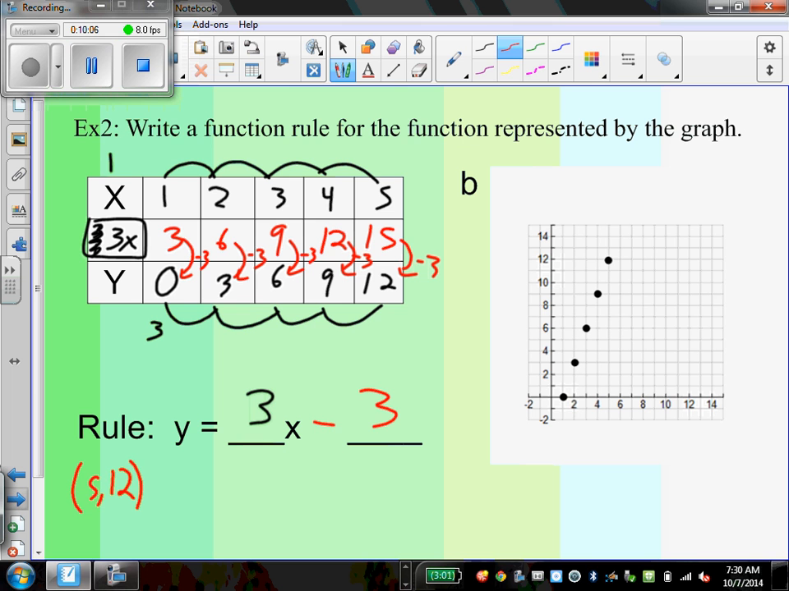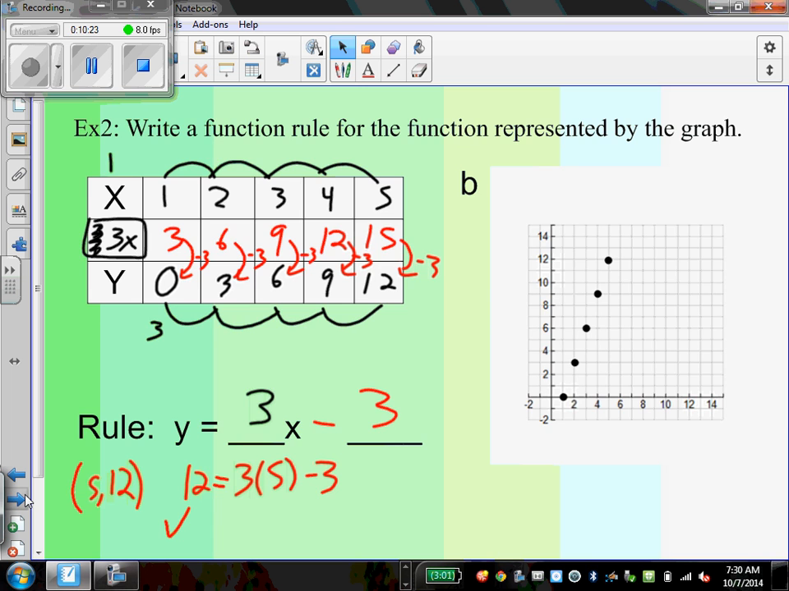5, 12. So we put 12 in for y, and we want to know, does that equal 3 times 5 minus 3? Well, 3 times 5 is 15. 15 minus 3 is 12. So this one also works. We came up with the correct rule. All right, last example before your in-class practice.